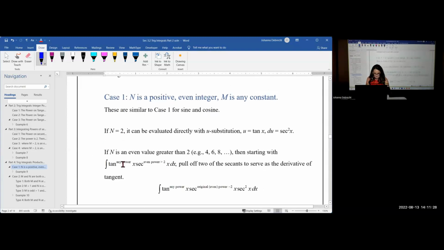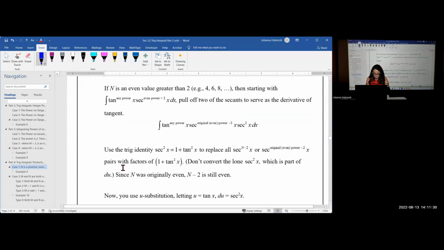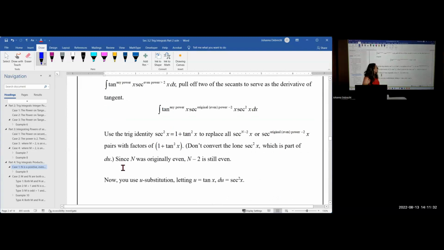So let's take an example down here. All right, so we started with tangent to any power, and the power on secant was even, and let's say it was 4. So we pulled off 2, and that leaves 2 here. These 2 are going to stay secant squared to be the derivative of tangent. This secant squared is going to get converted into tangent squared plus 1, which is the Pythagorean identity involving these.